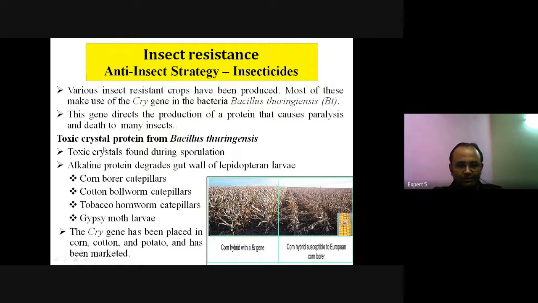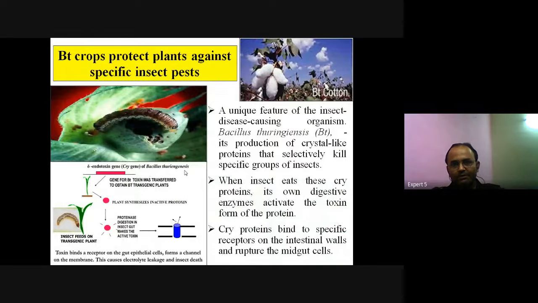Generally, the toxic crystal proteins of Bacillus thuringiensis are crystalline proteins found during sporulation. These proteins degrade the gut wall of Lepidopteran larvae, like corn borer caterpillars, cotton bollworm caterpillars, and tobacco hornworm caterpillars. This cry gene has been placed in corn, cotton, and potato and has been marketed. These are the BT plants which have the insecticidal property. How are these BT plants developed? The cry gene of Bacillus thuringiensis was isolated, ligated into a suitable vector, and then transferred to the plant systems.